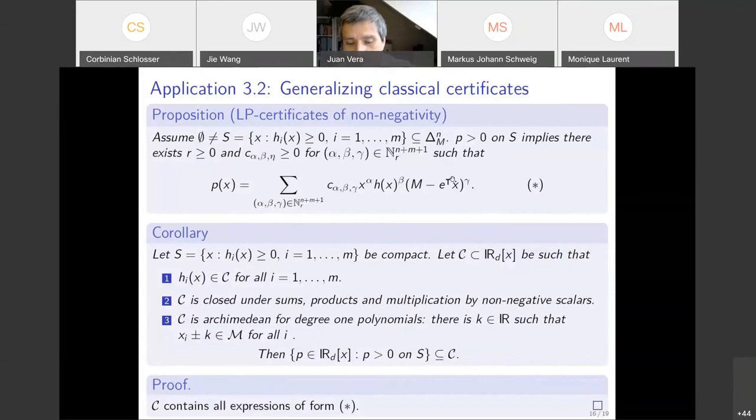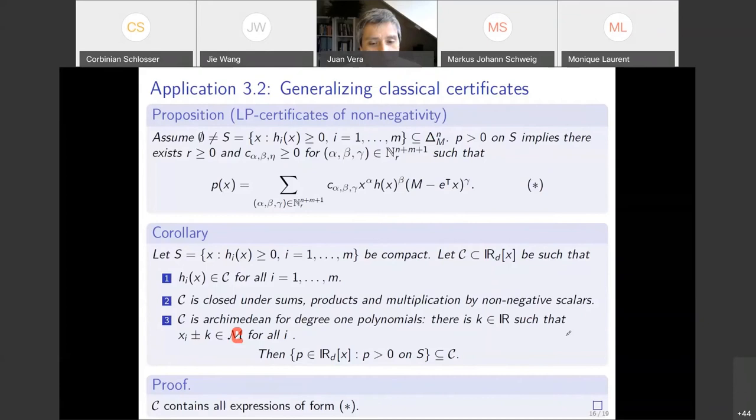So we have this proposition about the representation using just non-negative coefficients. As a corollary, we have the following. Take any class of polynomials. So I have a compact set S and I take any class C of polynomials that satisfies that my H, my defining polynomials, are in the class. And then this class is closed under sums, products, and multiplication by non-negative scalars. And then I need this third property, that C is Archimedean for degree one polynomials. Actually, I just needed Archimedean for the variables. So that means there is some K such that Xi plus or minus K is in C.